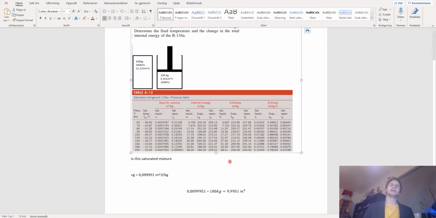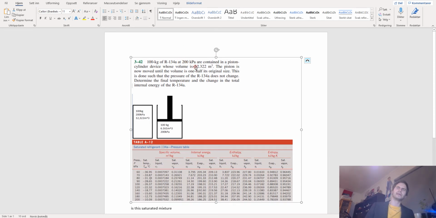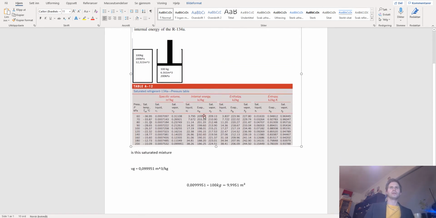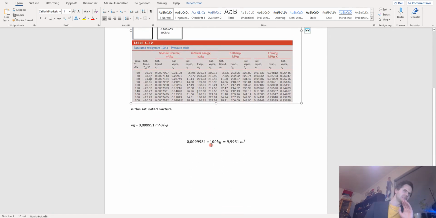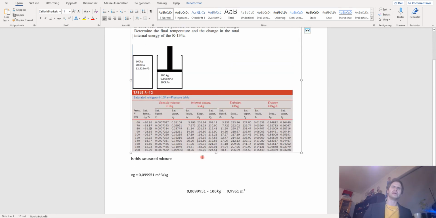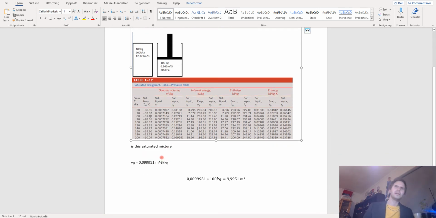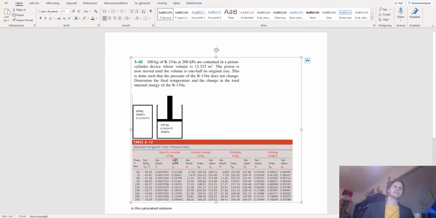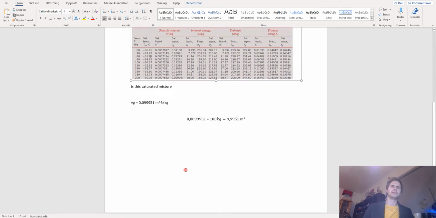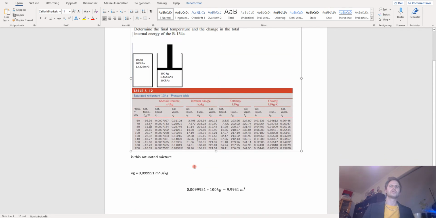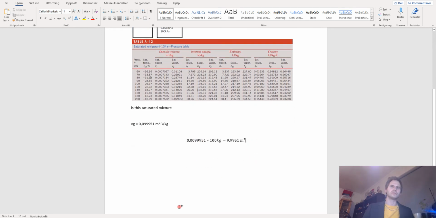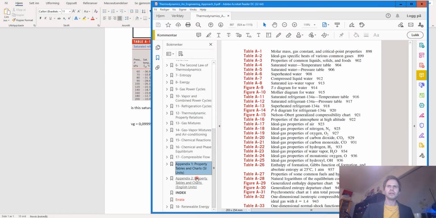cubic meter, and you see that one is smaller than the total volume of 12.322. So even if it's all gas, it does not cover the whole volume if it is saturated. But it means it's not saturated, because the gas would indeed cover the whole volume. So that must mean it's superheated refrigerant. It's superheated, so then we must go to the superheated table to find more.